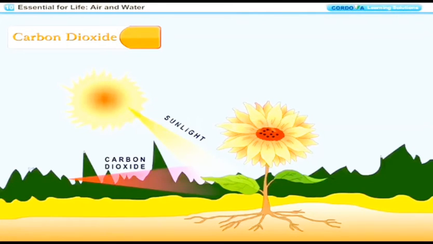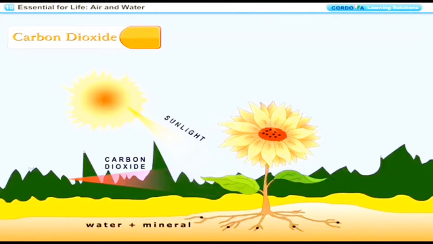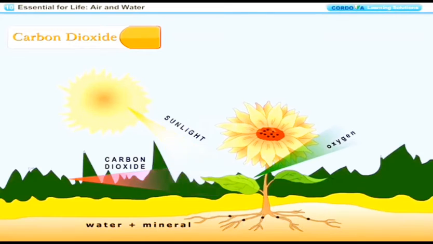Carbon dioxide. Green plants use carbon dioxide gas to make their food. It is also used in fire extinguisher to put out fire.